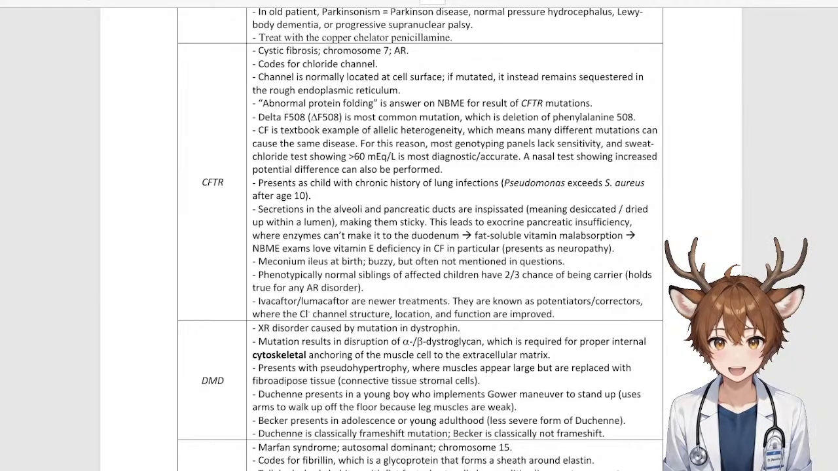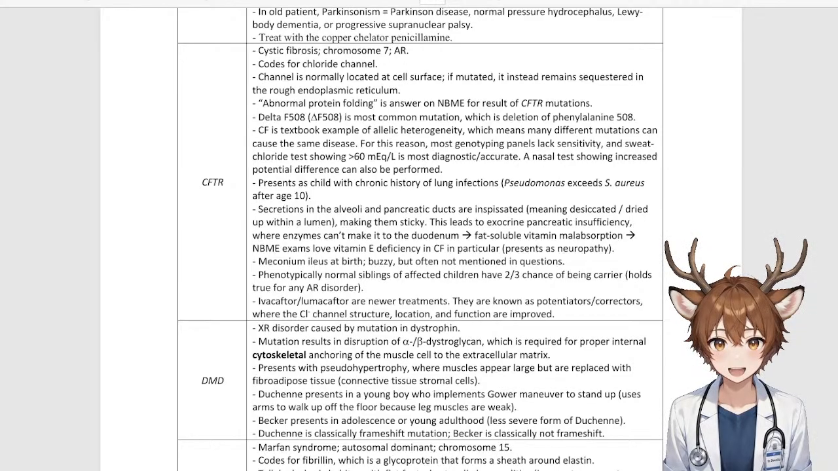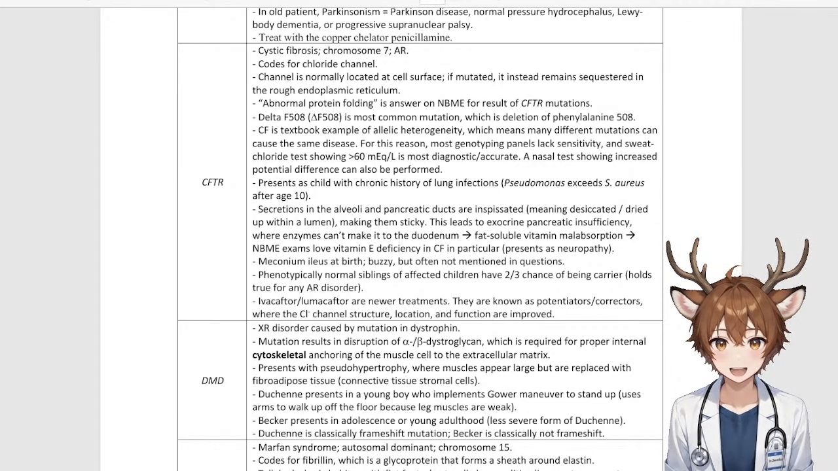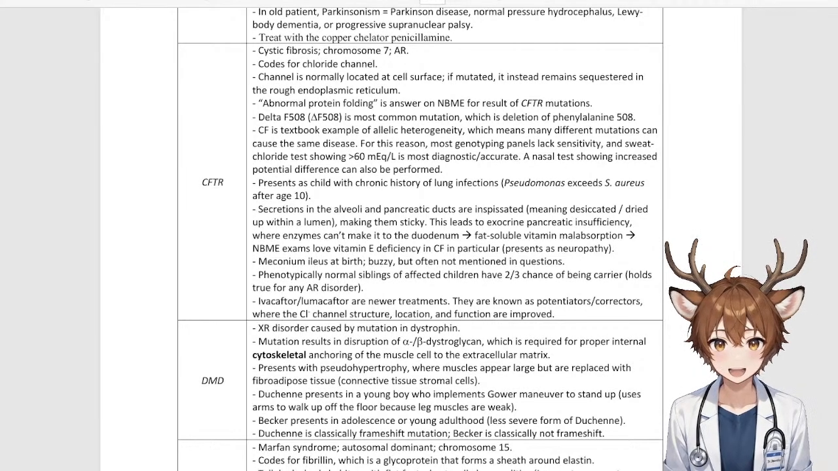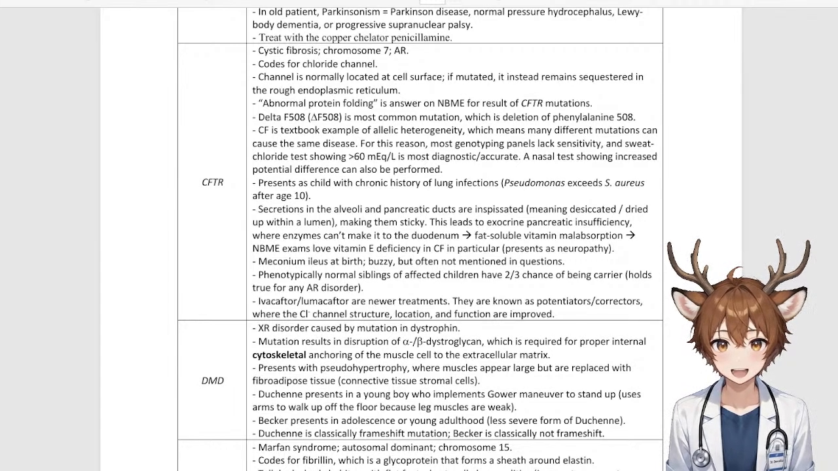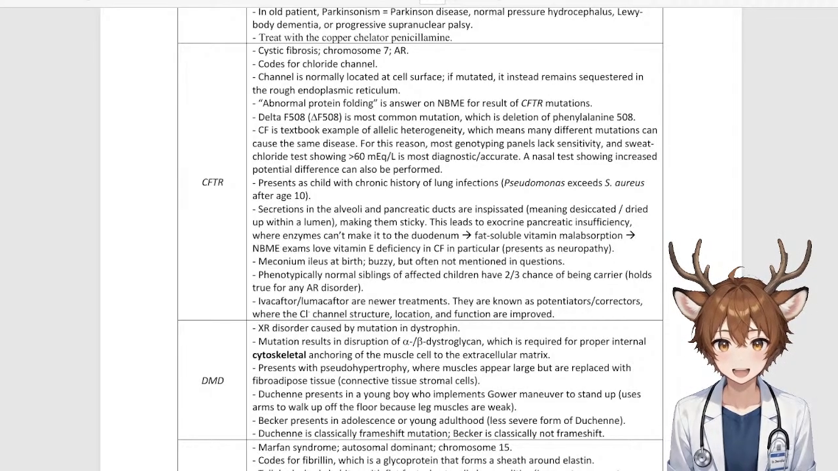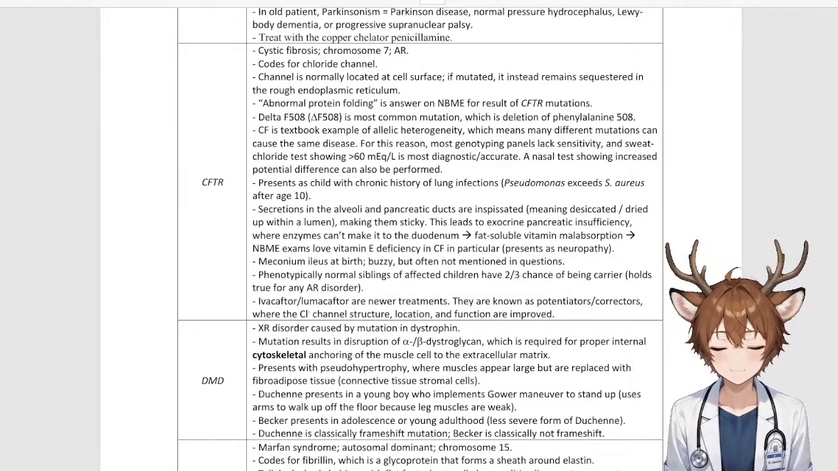Meconium ileus at birth, buzzy but often not mentioned in questions. Phenotypically normal siblings of affected children have 2/3 chance of being carriers, holds true for any autosomal recessive disorder. Ivacaftor/lumacaftor are new treatments. I don't know if it's lumacaftor or ivacaftor. They are newer treatments, known for potentiators/correctors, where the chloride channel structure, location, and function are improved.